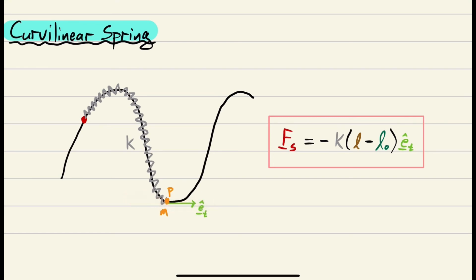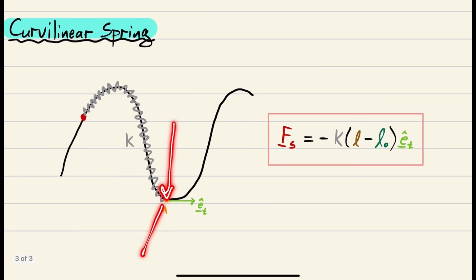It can only be applied either this way or this way, depending on if you're compressing or extending the spring. If you bring P out to here, then you're extending the spring. If you bring P back to here, then you're compressing the spring. Right? The spring force isn't going to act from this direction or this direction or that direction. It can only be tangent to the track, is how that force can be applied.